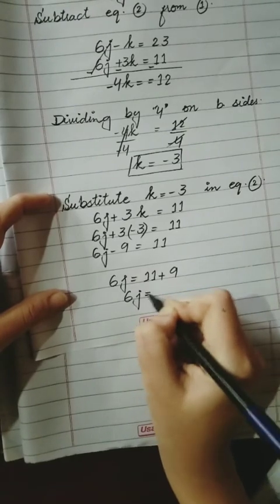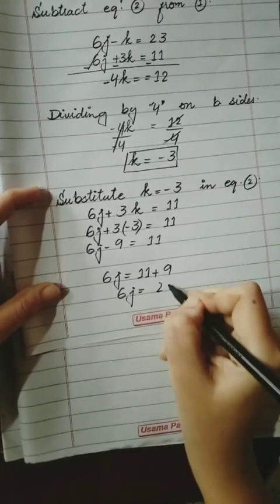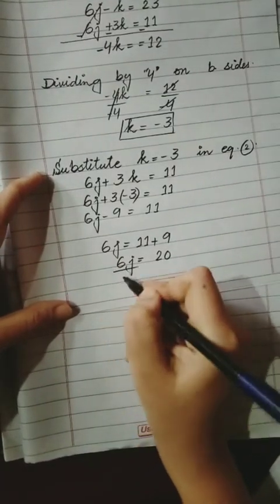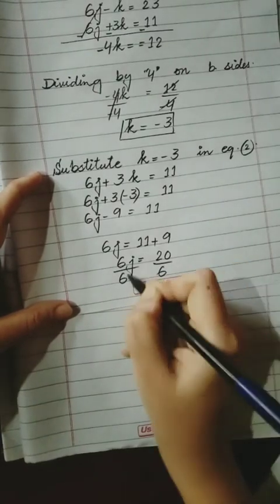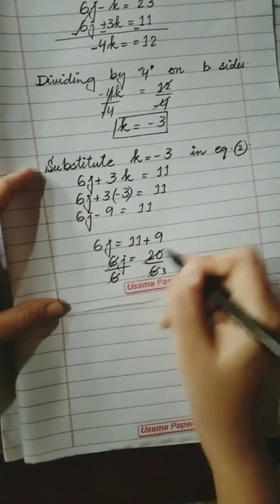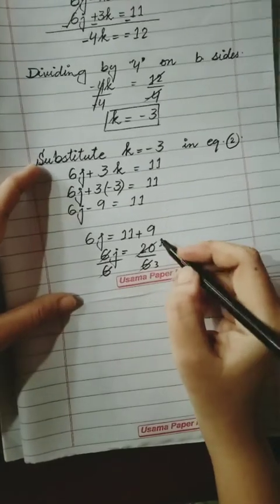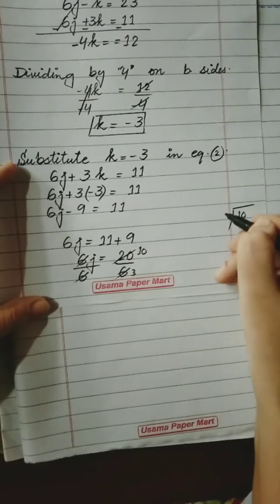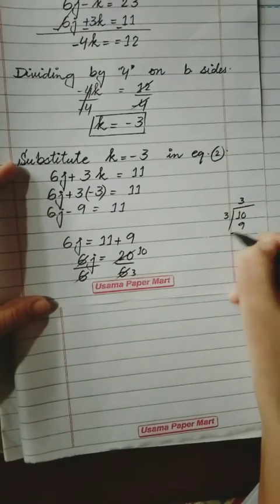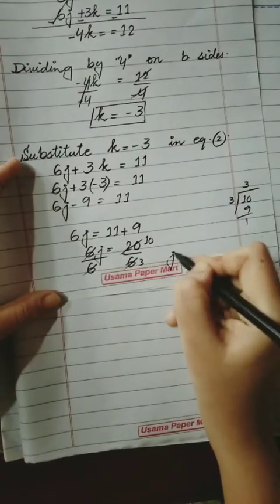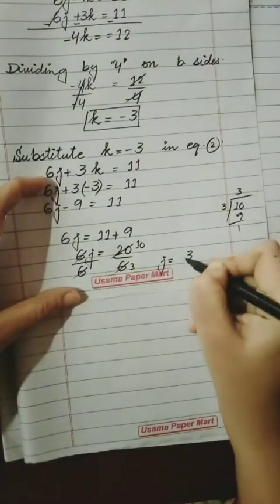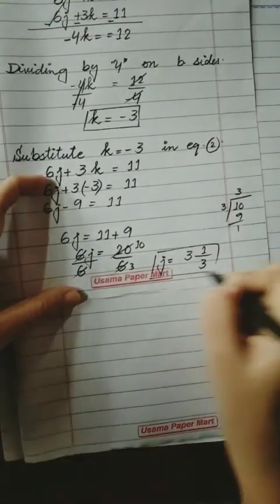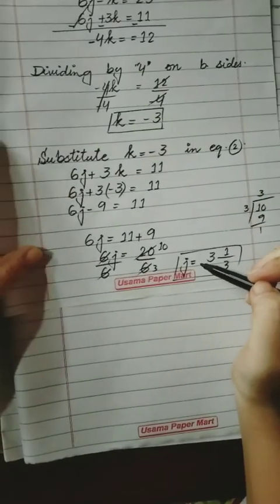6j is equal to 20. Now we want to find the value of j, that's why we will divide by 6 on both sides. 2 times 3 is 6, 2 times 10, and it will be 10 by 3. We will divide because the numerator is greater than the denominator, so 3 times 3 is 9 and remainder 1. It means j is equal to 3 whole 1 by 3. Now we have found both values, k and j, which means both variables are found.